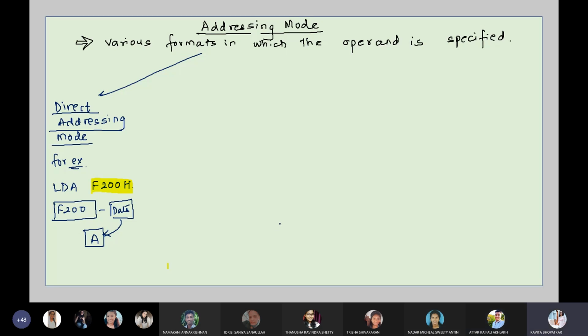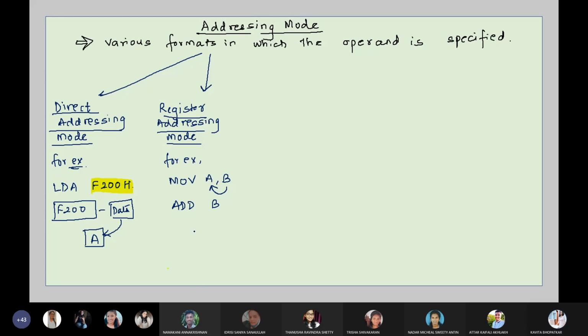Next addressing mode is register addressing mode. Now in register addressing mode, for example, the same instruction I'm taking, MOV A, B. What was this instruction doing? This instruction is copying content of B to A. B's content is getting copied into A. Or if I write an instruction as ADD B, your content of B is getting added to content of A and the result is stored in A.